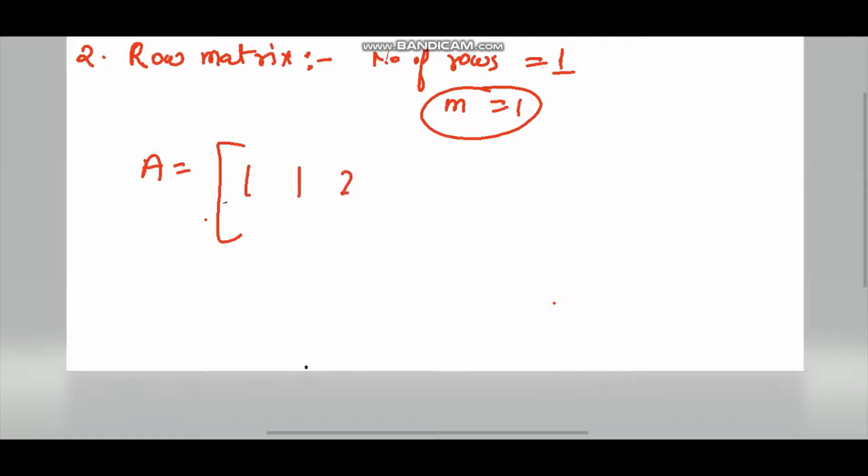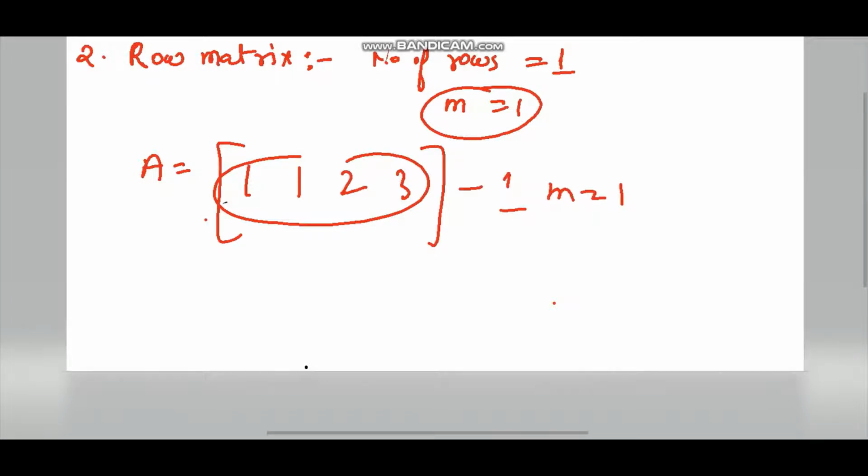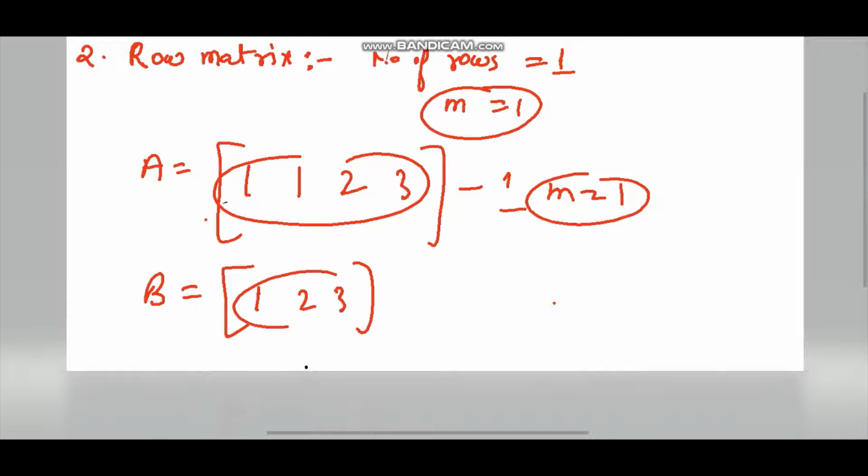For example, A is equal to 1 1 2 3. How many rows do we have? Only 1. m is equal to 1, hence it is a row matrix. Let us take another example: 1 2 3. How many rows do we have? Only 1. How many columns? Okay, so it is a row matrix.